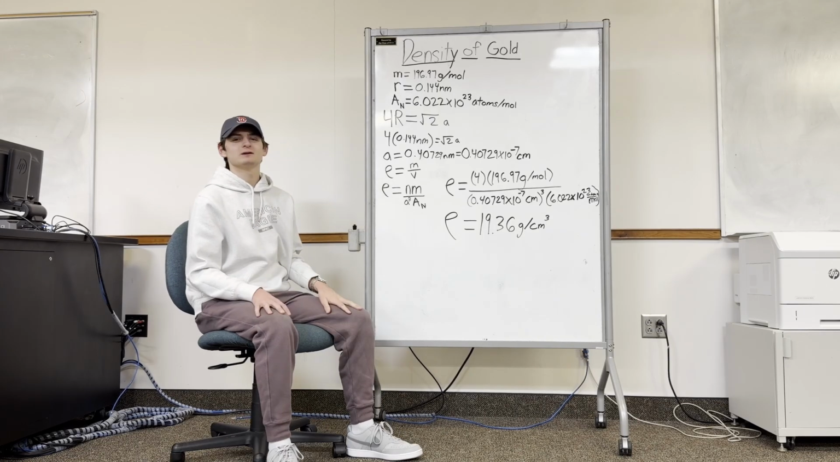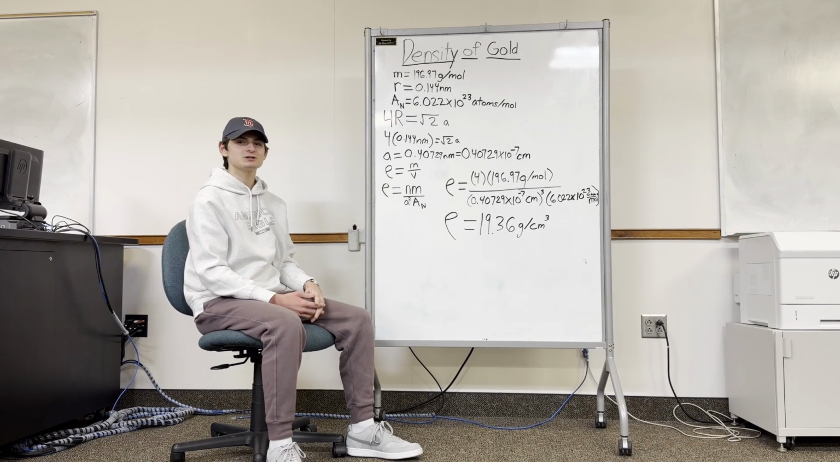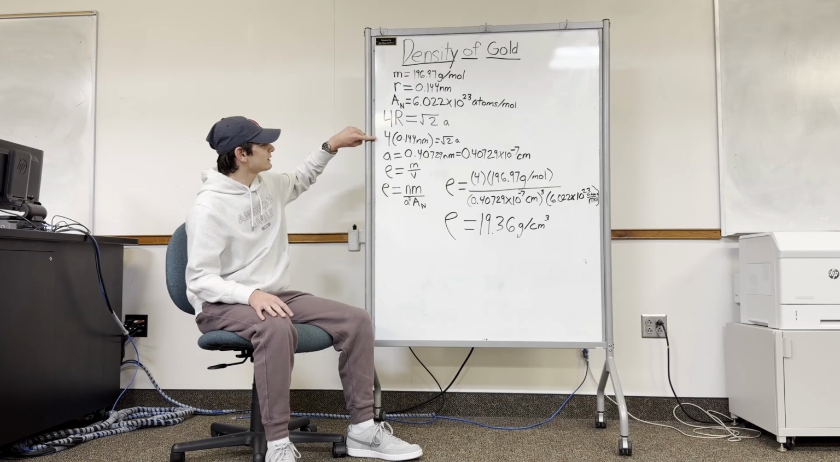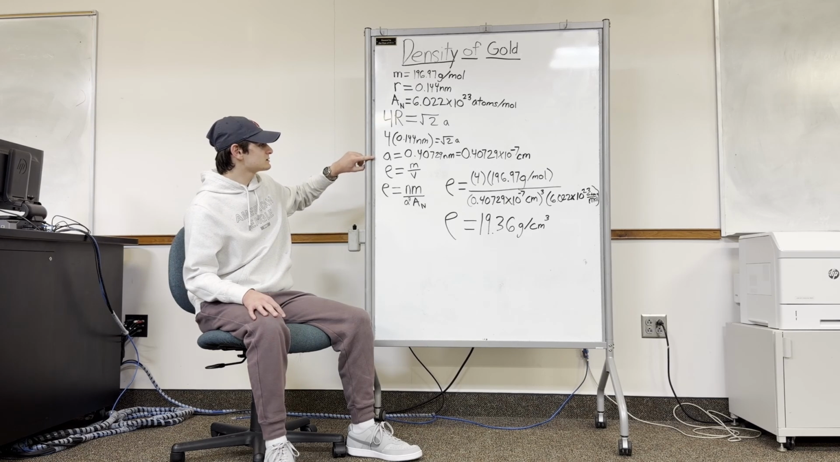In order to find the length of each side, which in this example we will call a, we have to plug in the radius to the equation 4r is equal to radical 2 a. After dividing by radical 2, we will get a is equal to 0.40729 nanometers, but we need that in centimeters. So we'll change that to 0.40729 times 10 to the negative 7th centimeters.